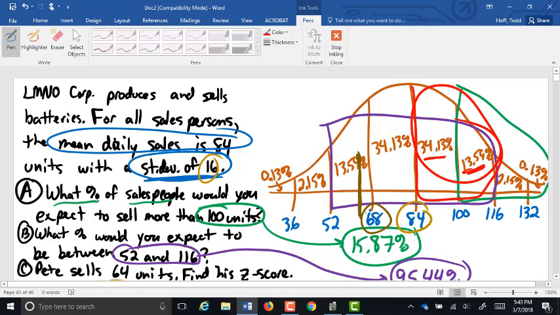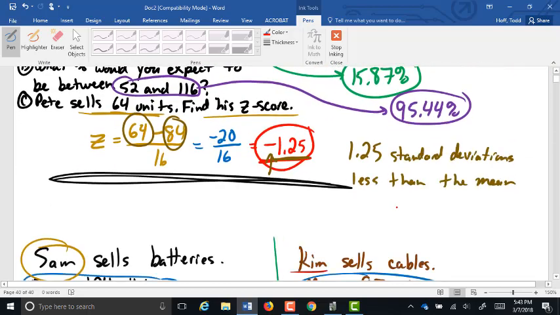Yep, those percents are always the same. So all that would change is these numbers here, but this is always going to be the 2 standard deviations above the mean. Any other questions?